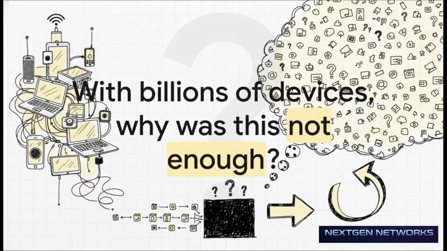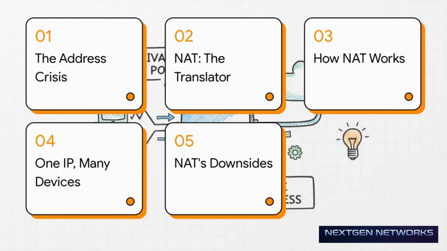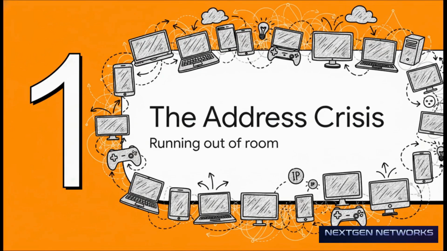So how is the internet still running? How are we connecting brand new devices every single day? That's the exact problem NAT was created to solve. So here's our game plan. First, we'll dive into that address crisis. Then, we'll talk about what NAT actually is. After that, we're going to follow a single piece of data to see how it works step by step. We'll look at how it powers your home network, and finally, touch on its downsides and what the future looks like.